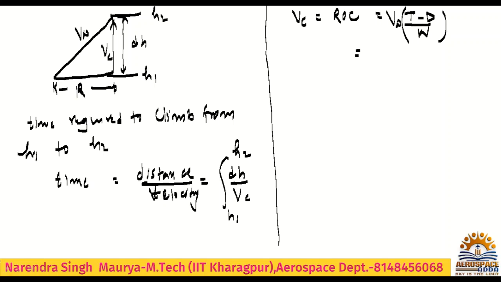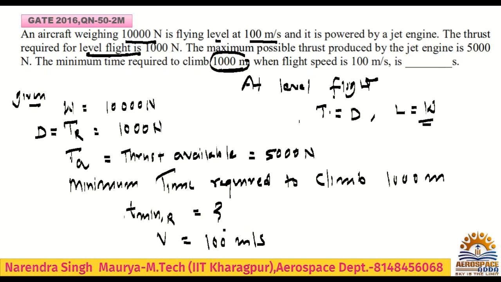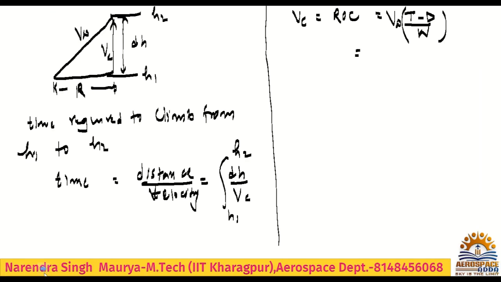What is the velocity? That velocity is 100 meters per second. 100 meters per second, yes or no? You write all the values here. So 100. Thrust available, it is nothing but 5,000. Yes or no?